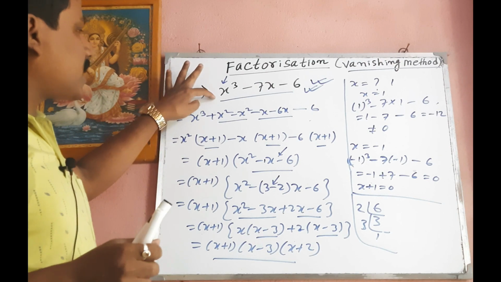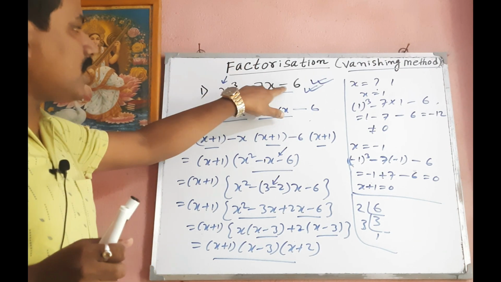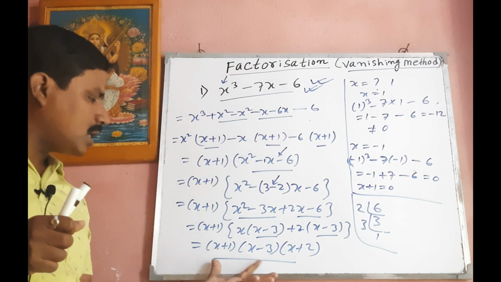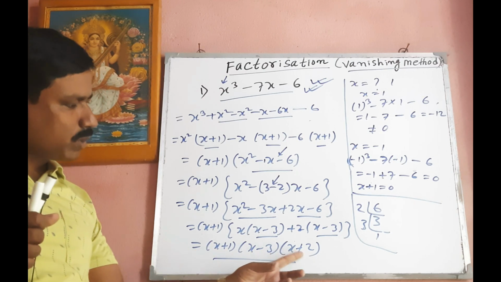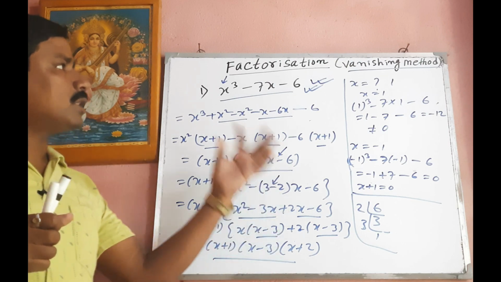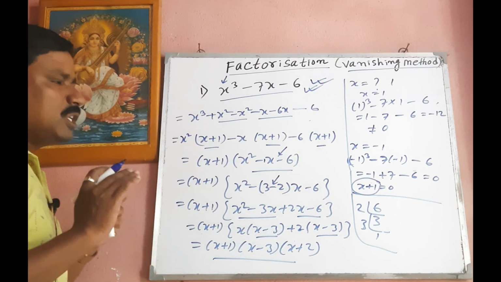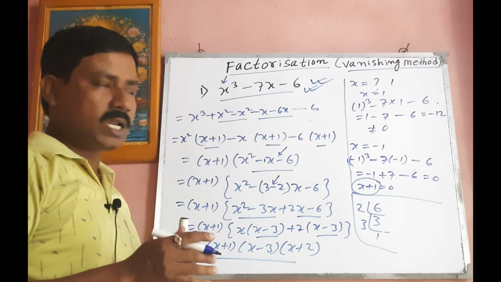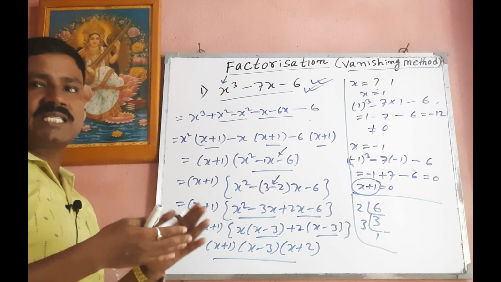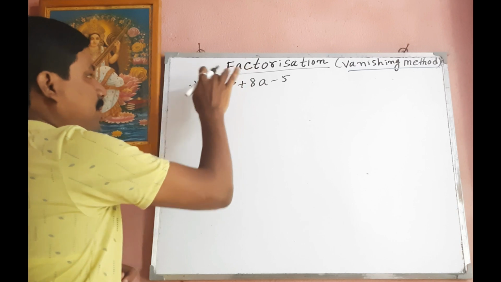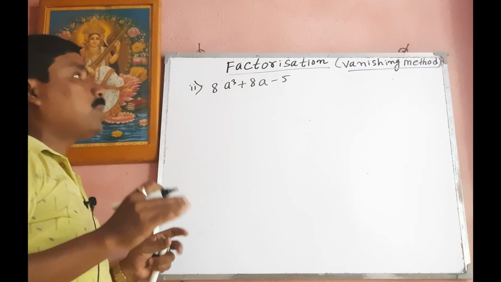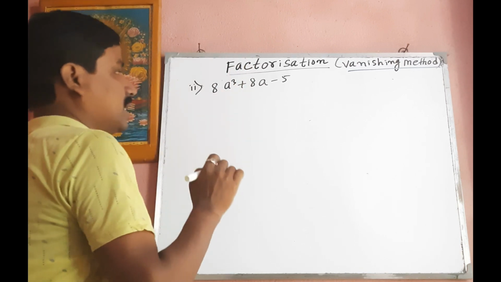So x cube minus 7x minus 6 is factorized into three parts, that is x plus 1, x minus 3 and x plus 2, using the vanishing method. This is the complete first example, and now we move to the second example. The second example is 8a cube plus 8a minus 5.